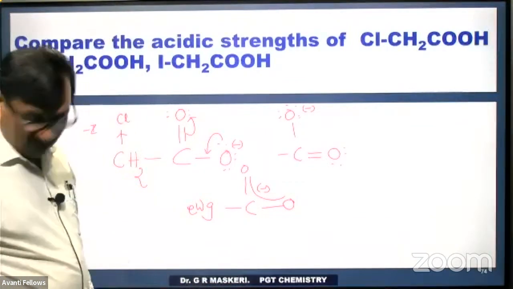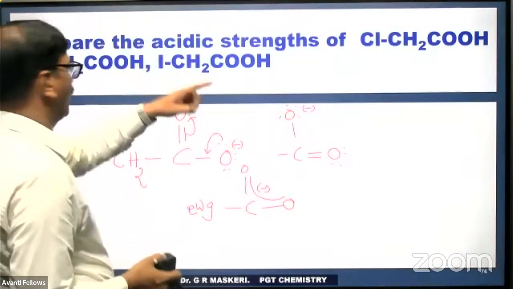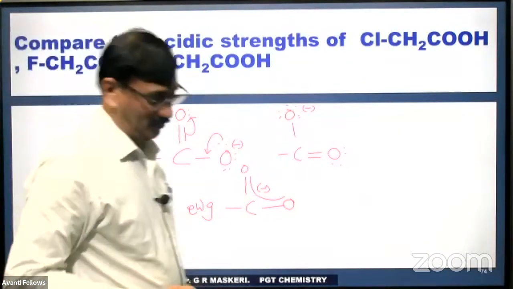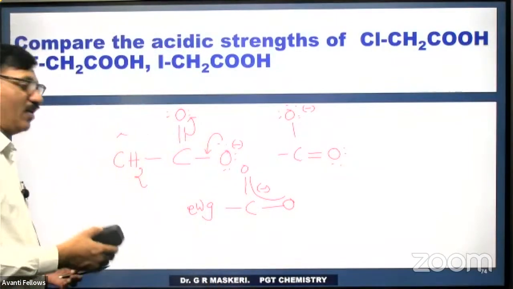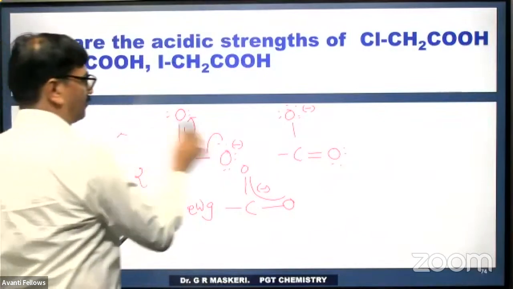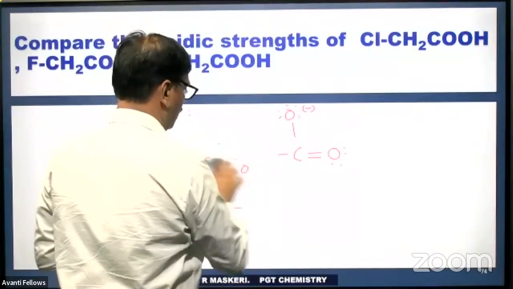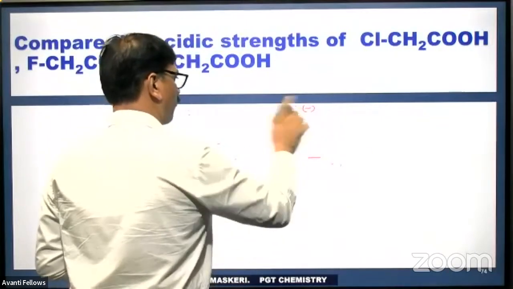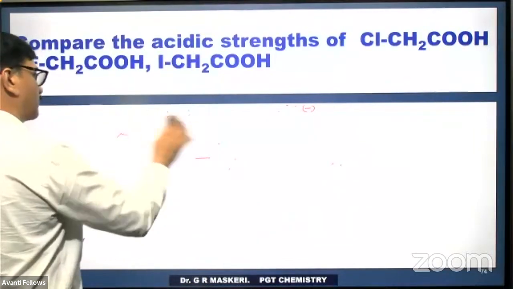Now coming to this question, there is chlorine, fluorine, and iodine. Three are there. Which is more electronegative? Which can withdraw the electron more powerfully? Now, I think you have already come to the answer. Can you tell me? Can you recall?